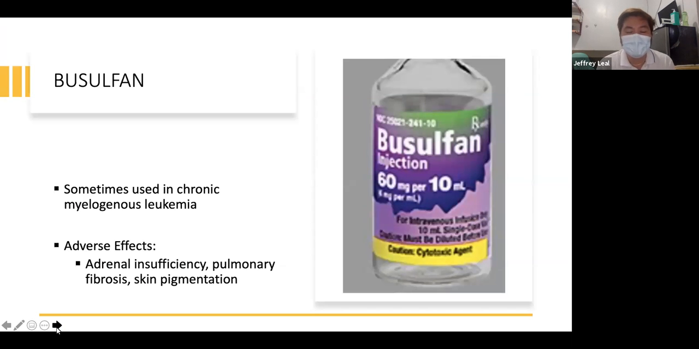We have busulfan, which is sometimes used in your chronic myelogenous leukemia. Adverse effects of using busulfan would include adrenal insufficiency, pulmonary fibrosis, and skin pigmentation. Maalala nyo yung adverse effects ng each anti-cancer drugs pag dinrawing nyo sa chemoman. Like for example, yung busulfan, ang prominent na side effect niya is pulmonary fibrosis. So yung sketch lang ng chemoman, maglalagay lang kayo ng B dun sa lungs para maalala nyo. Yun yung ginagawa namin nung second year kami.